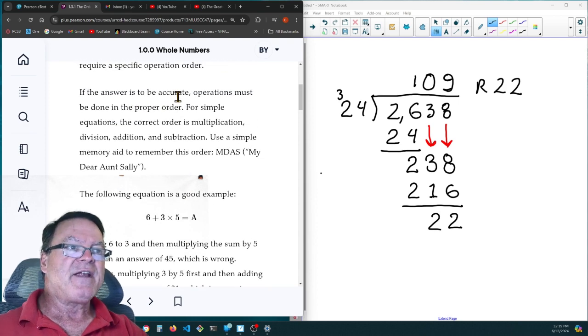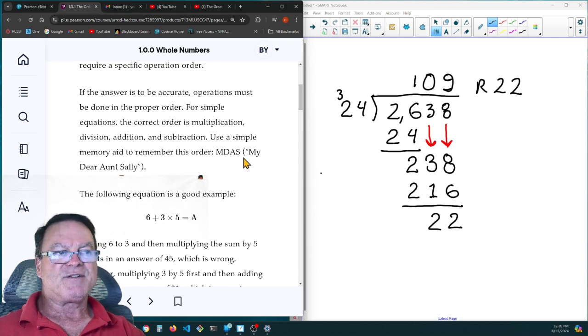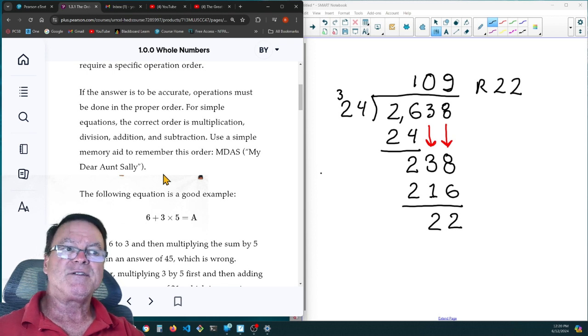So it says, if the answer is to be accurate, the operations must be done in the proper order. For simple equations, the correct order is multiplication, division, addition, and subtraction. Use a simple memory aid to remember this: MDAS. It's My Dear Aunt Sally. You might have heard PEMDAS: parentheses, exponents, multiplication, division, addition, subtraction.